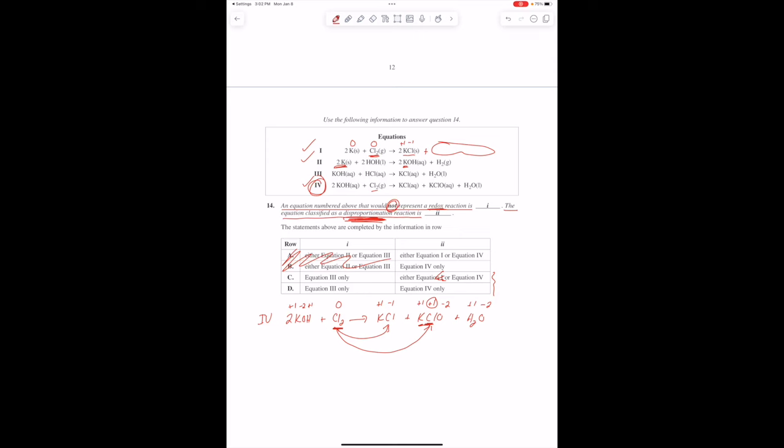Either equation 3 or 4. Okay, yeah, so that's out. And I don't even have to do the second one because it's not asking. So it's got to be D.